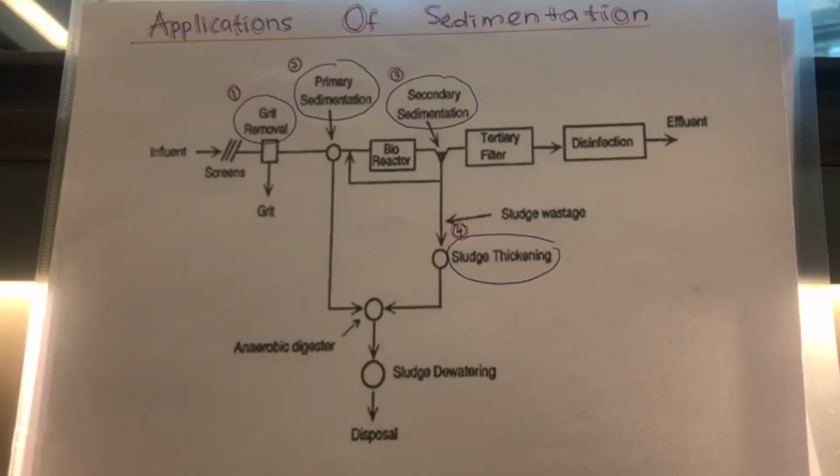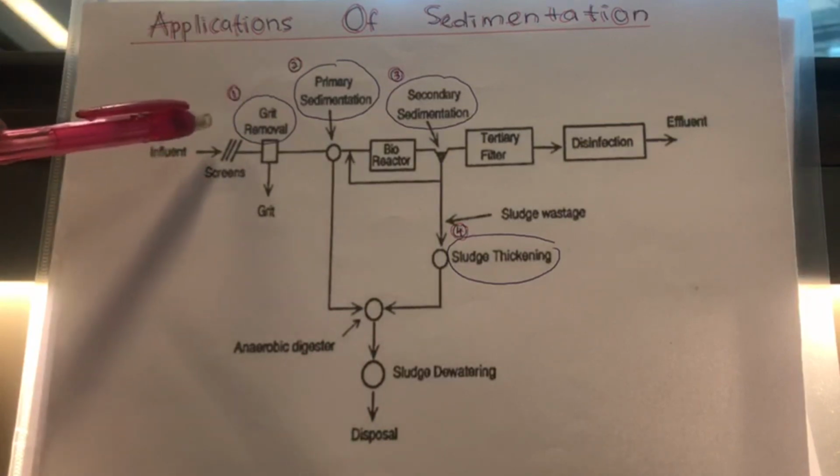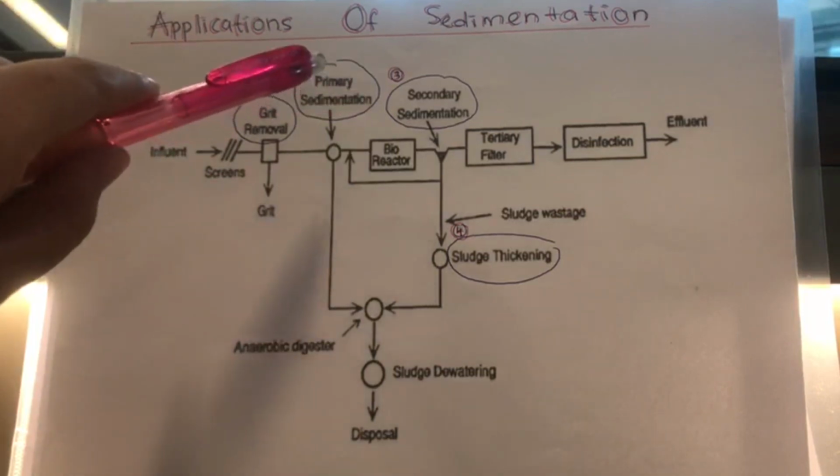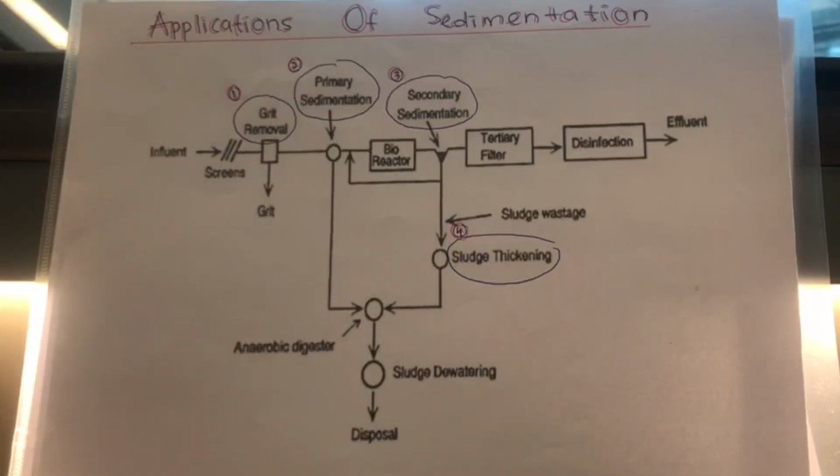This diagram shows the application of sedimentation. Firstly is the grit removal. It is the settling of sand, gravel and other heavy solids. It protects the pump, reduces the formation of deposits in the pipe and removes inert material. In the primary sedimentation, we use the primary clarifier to remove suspended solids and settleable organic material. It decreases the load of organic material that needs to be processed in the aeration tank.